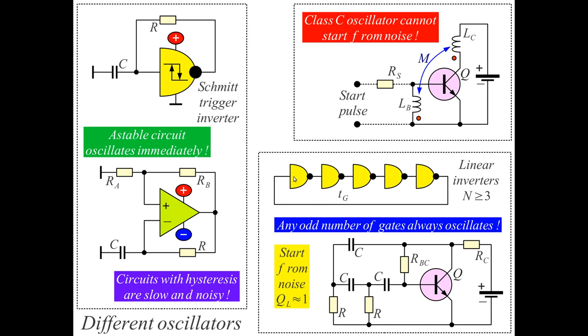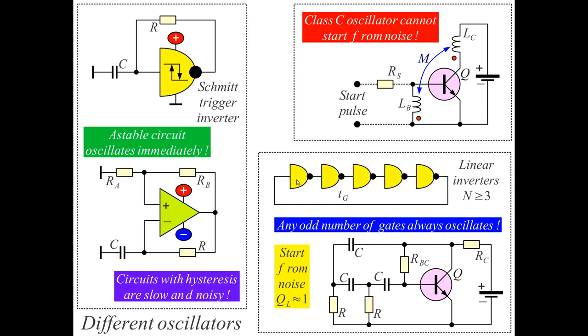We can do the same using linear inverters, logic inverters, used in their linear regime. So for this kind of circuit, there is a saying that any odd number of gates, the number of gates has to be odd, always oscillates. And this is also a method to measure the performance of the inverters we manufactured in some technology of integrated circuits. So this is actually being used. It's also being used as a clock source for some microprocessor.